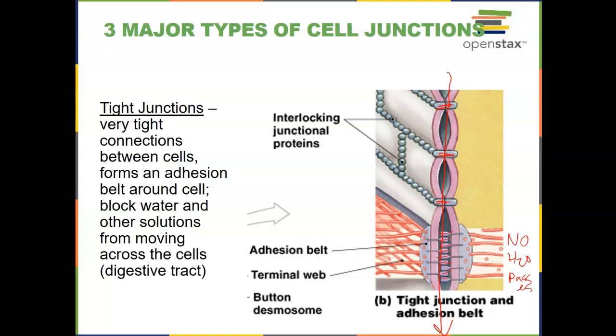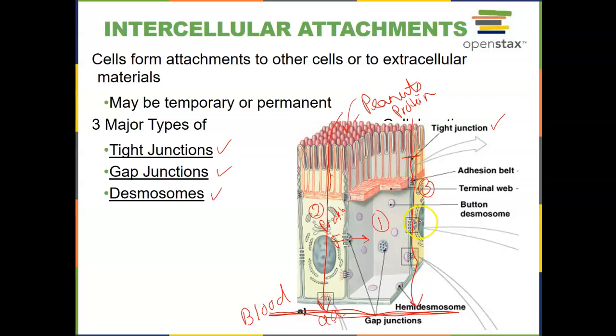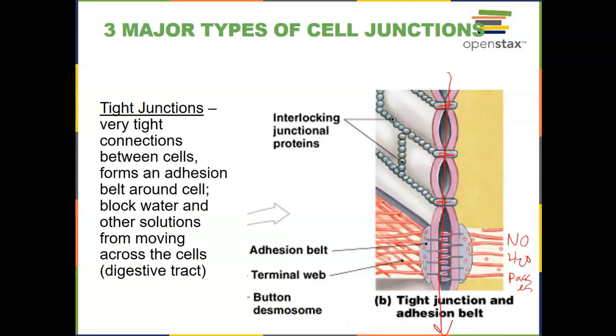So this can sometimes be an issue in young children. Sometimes when children are born, these tight junctions aren't fully formed. So as a baby is drinking formula or nursing, proteins get into the bloodstream and they start having allergic reactions.